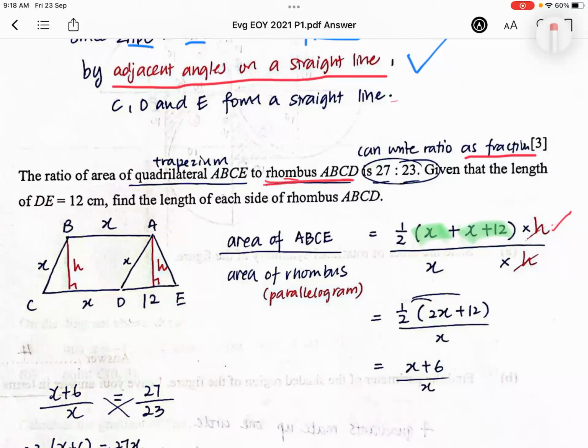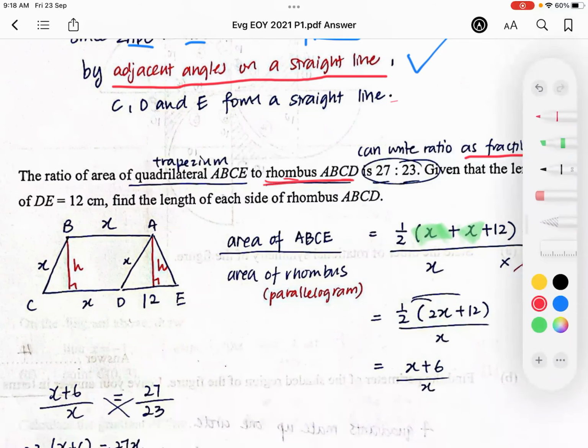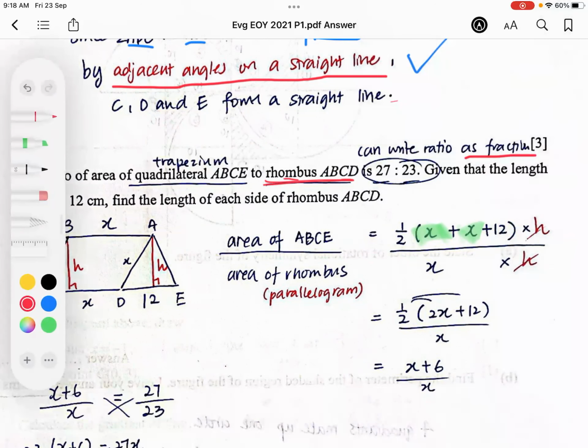Okay, then what do you notice? This h and this h here can cancel away. So I cancel away these two. I'm left with half of this. So what I do, I simplify the top portion, the numerator over here. So I multiply this half inside. I get x plus 6 over x.